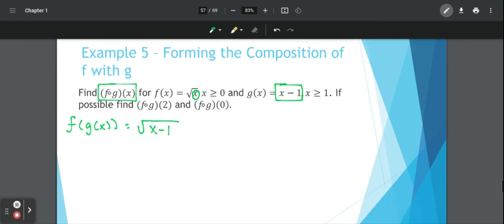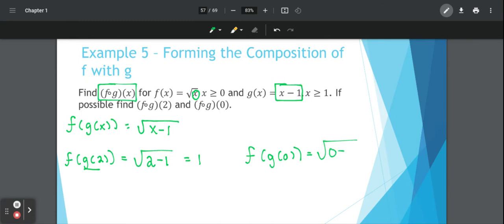And then the second part says, if possible, find f of g of 2. So f of g of 2 means that we have to substitute in the 2 for our x value. Or you could think about it, you do the g of 2 and then you substitute it in. So we get the square root of 2 minus 1, which equals 1. And if we do f of g of 0, we would get the square root of 0 minus 1, which would be the square root of negative 1.